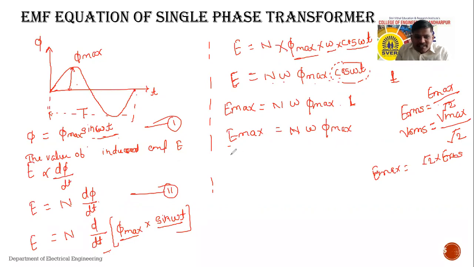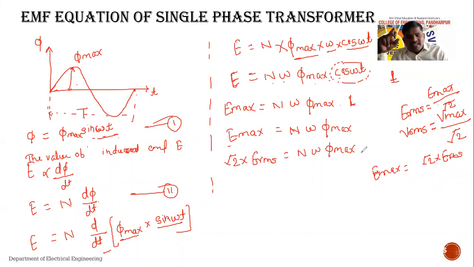So the RMS value, E RMS, the root mean square value, is equal to N omega phi max divided by root 2. I have put here the relation between the maximum value and the RMS value. Instead of representing the maximum value, I am representing it as the RMS value. So the maximum value of any quantity is equal to root 2 into the RMS value, right?